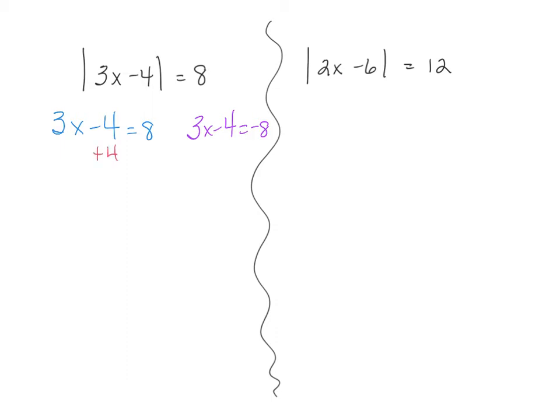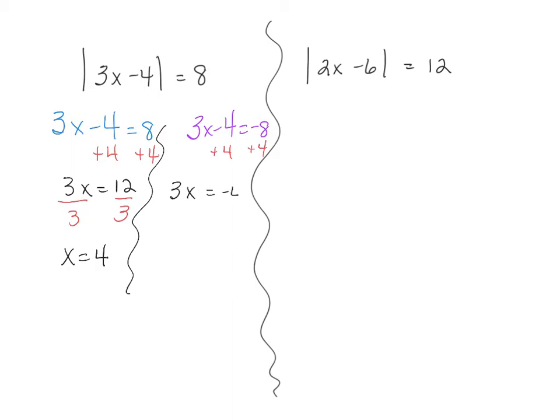We're going to add 4 to both sides. 3x equals 12. We're going to divide by 3. You're going to tell me x equals 4. That's the first one. We're then going to add 4 to both sides. 3x is going to equal negative 4. We're going to divide by 3. And you're going to tell me x equals negative 4/3. So now the answers that I have are 4 and negative 4/3.